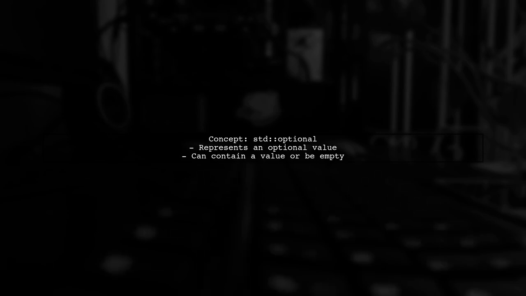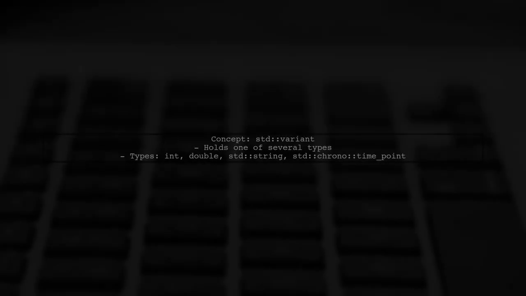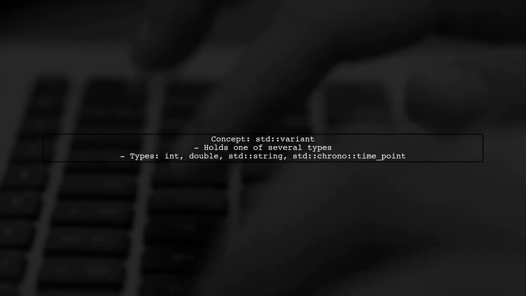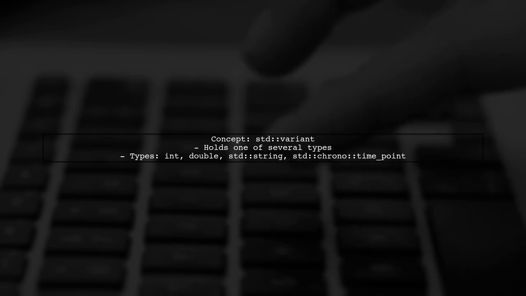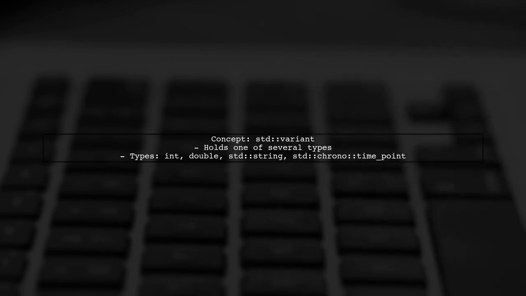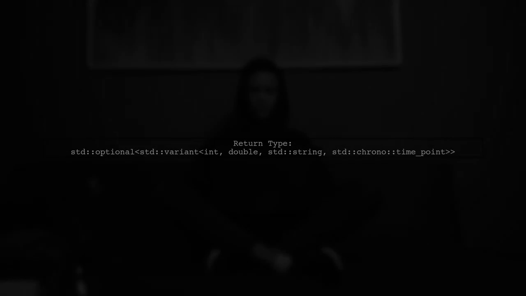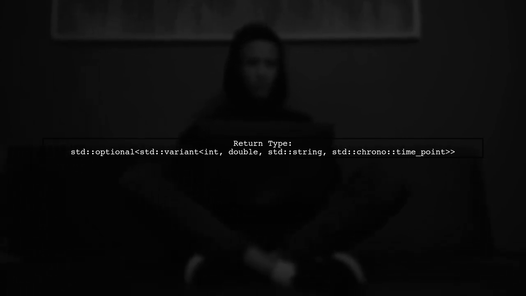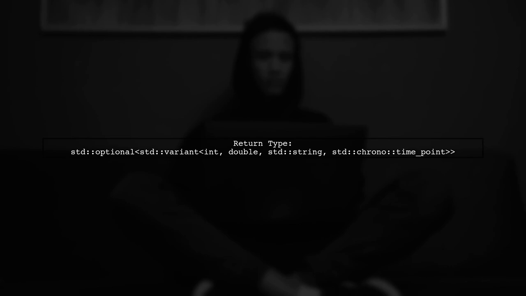Now, let's continue on. In this scenario, we need a function that can return a value from a table, which may or may not exist. To handle this, we can use std optional. The value can be of several types: int, double, string, or date. To manage these different types, we can use std variant. Combining these two, we can define our function's return type as std optional variant int double string std chrono time point.